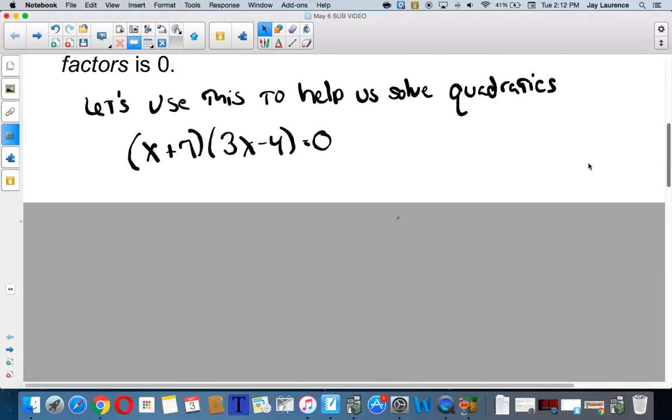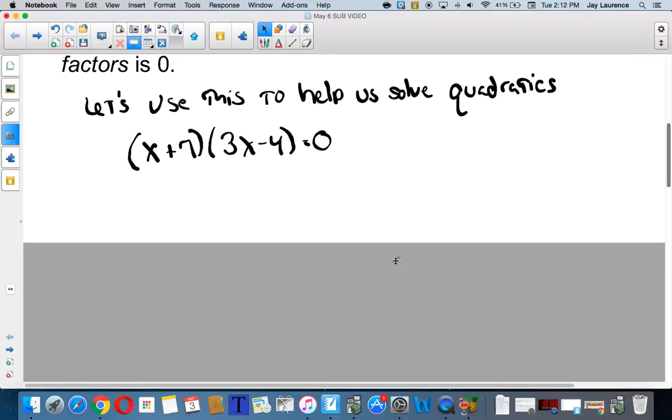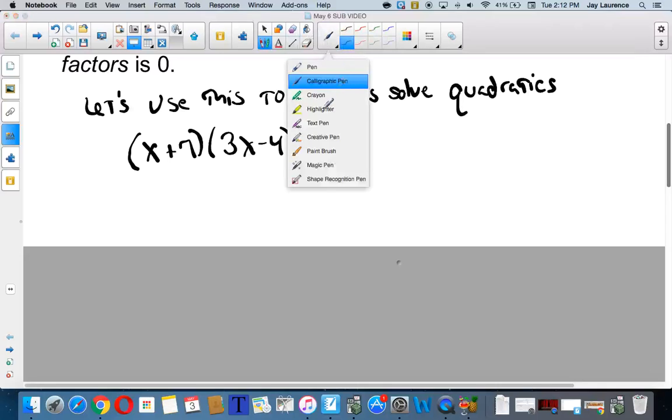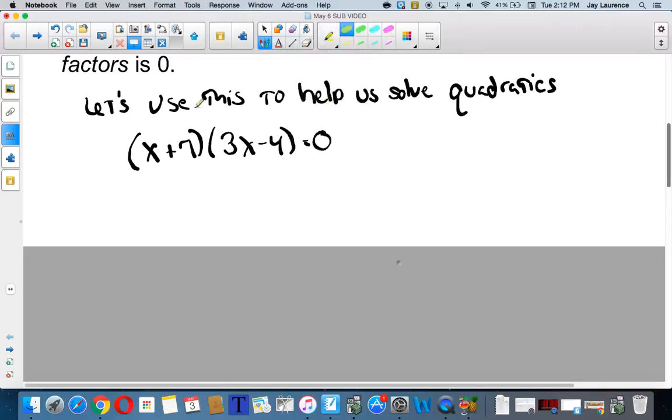So, I've got this quantity x plus 7 times the quantity 3x minus 4. Now, if you paid attention just a few minutes ago, we need one of these two factors to be equal to 0. If one of the two factors equals 0, then the whole thing equals 0. Well, what are the two factors? And some of you are going to say x and 7. No, no. x plus 7 is one of the factors, right? The other factor is 3x minus 4.